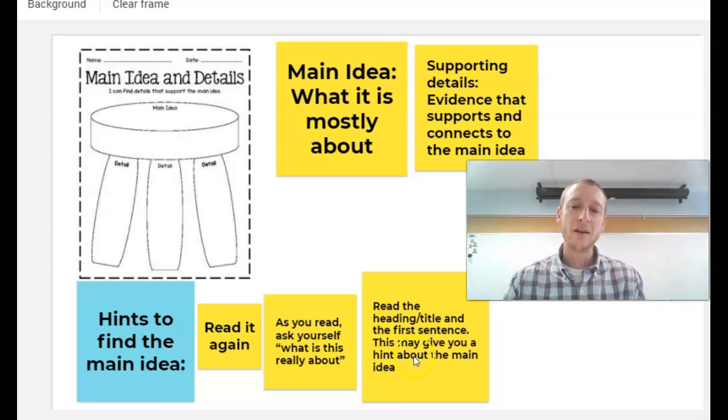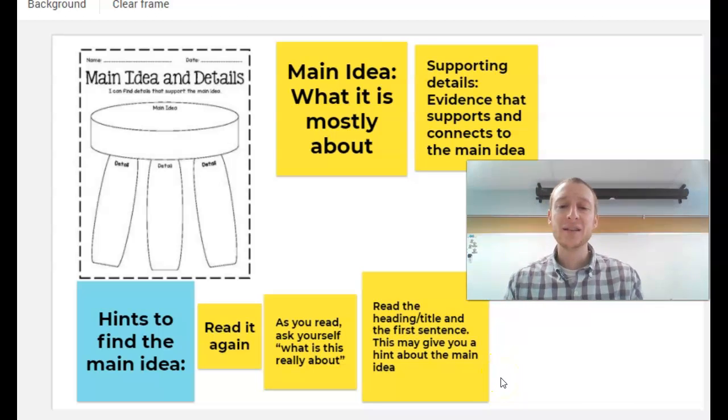All right. And then finally, but I think this is the most important hint I can give you, is to read the headings, read the title, read the first sentence. Oftentimes, that will tell you exactly what the main idea is. Okay. So let's practice one together. Let's do one together.